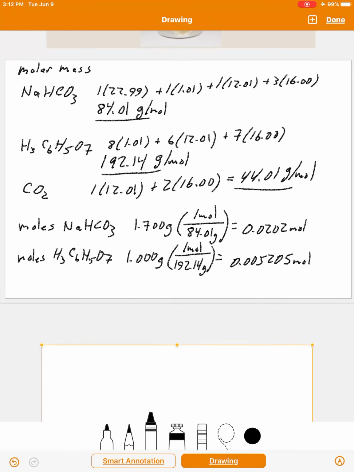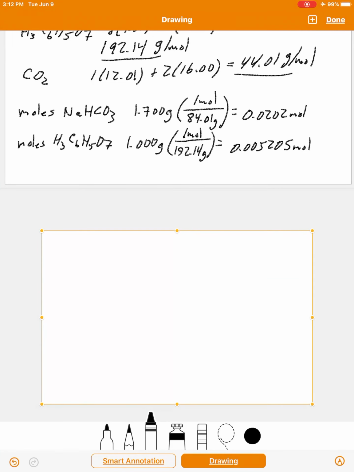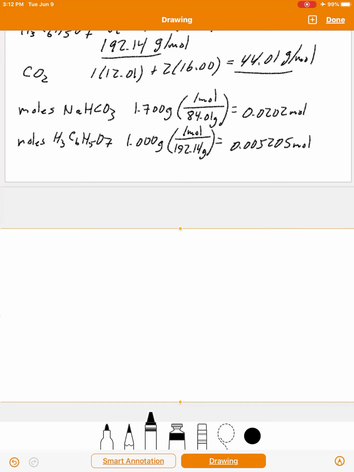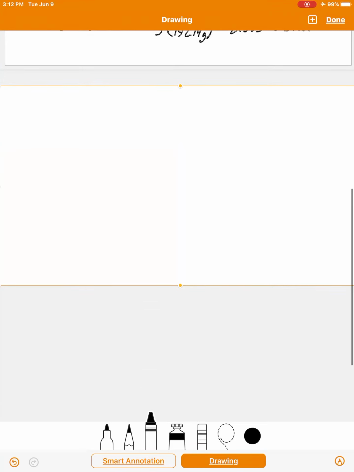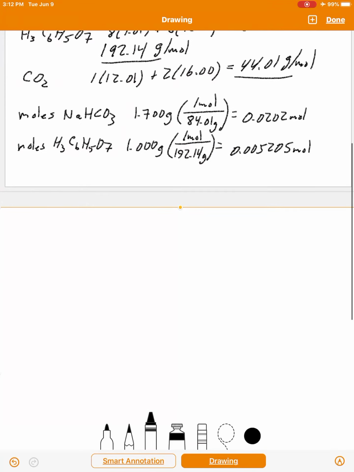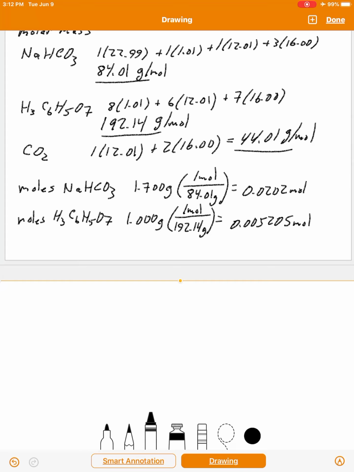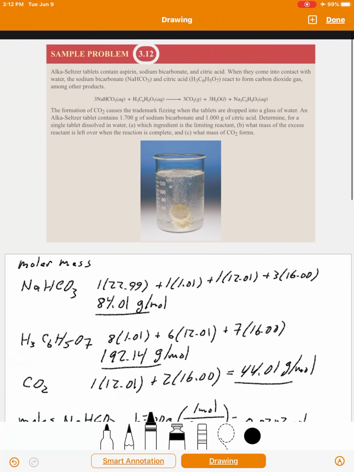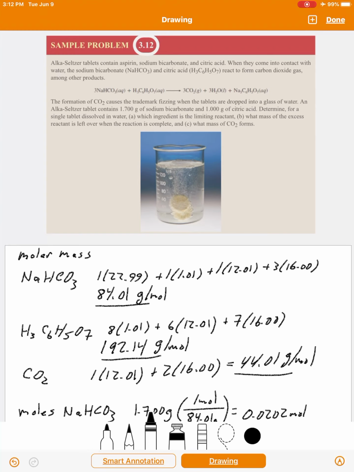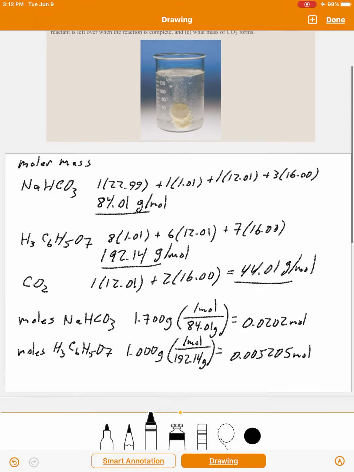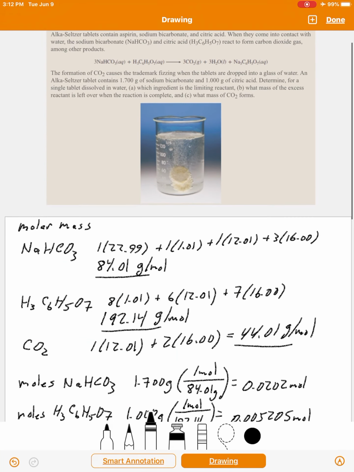By the way, so many of these problems that you do, those are the first 2 steps. You find the molar mass of everything, and then you convert each one of them to moles using the molar mass. Those first 2 steps are the first 2 steps of so many different types of problems. The next step is to find out how many moles of carbon dioxide are going to be formed. To do that, we have to consider the moles of the reactants, and we also have to consider the balanced equation.